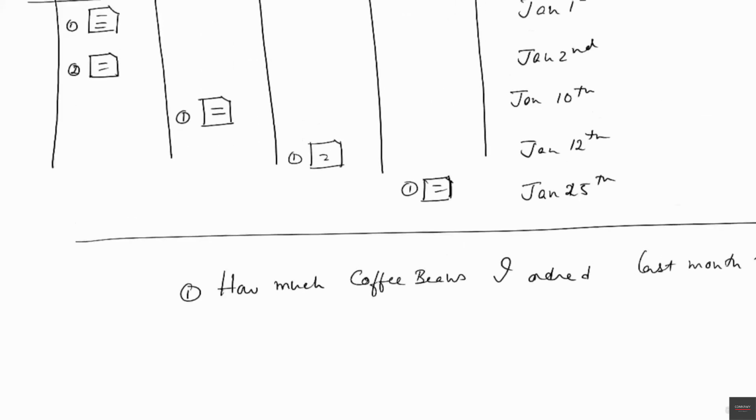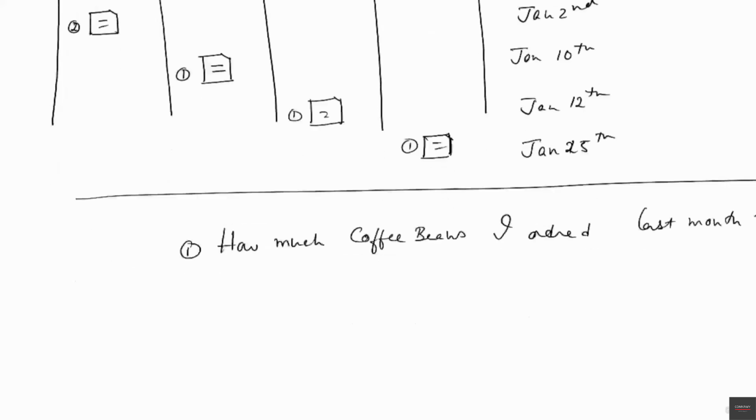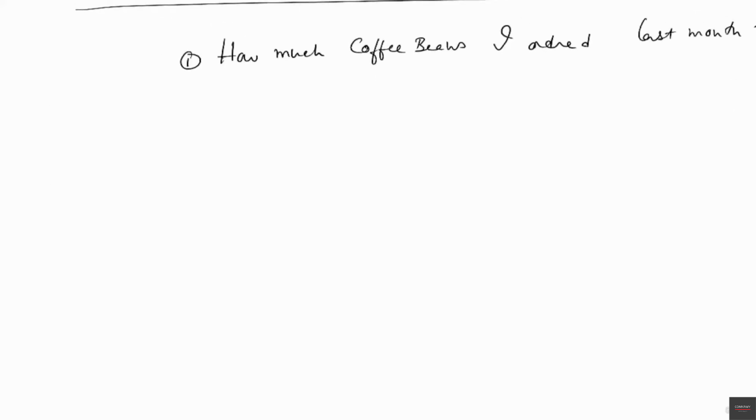Well, let's talk about the problem that we had. If I wanted to find out how much, say, coffee beans I ordered last month. Can I answer that quickly? Yes. All I have to do is go to this file, pick up all the purchase orders that I've sent to the vendor, created in the last month, sum it up, and look for the coffee bean items, add them together. Right?